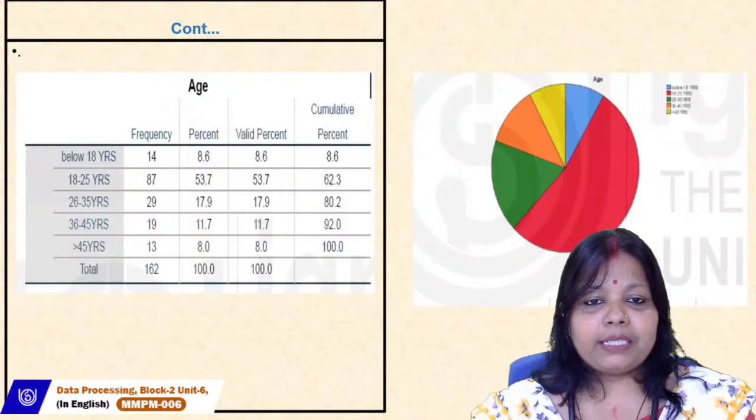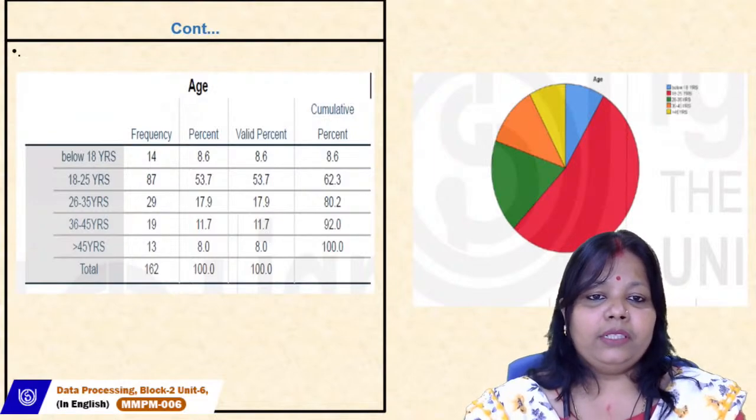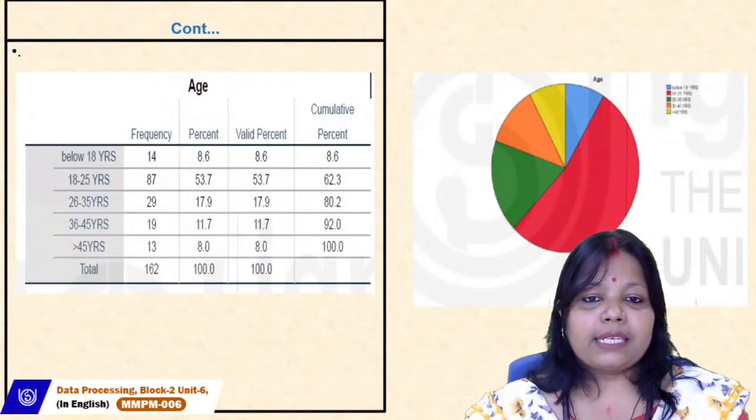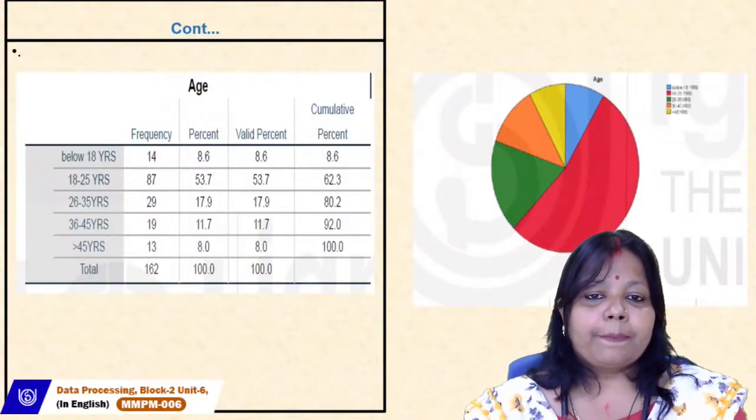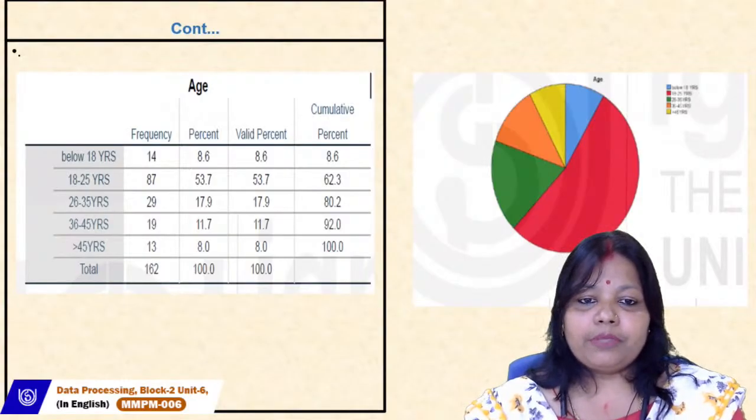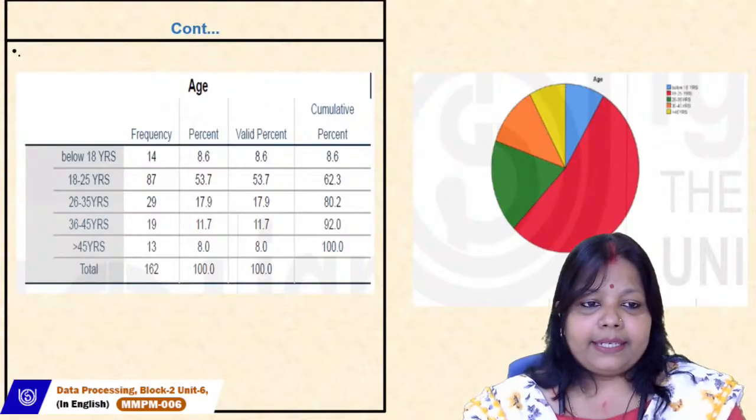What is the cumulative percent? Now the first cumulative percent will be the same as the percent, valid percent. Then the second cumulative percent will come like 62.3 after adding 8.6 with 53.7. The same way, adding the third valid percent, I will get the third cumulative percent of the third row. The same way, but the percentage at the end of the row will be 100%.